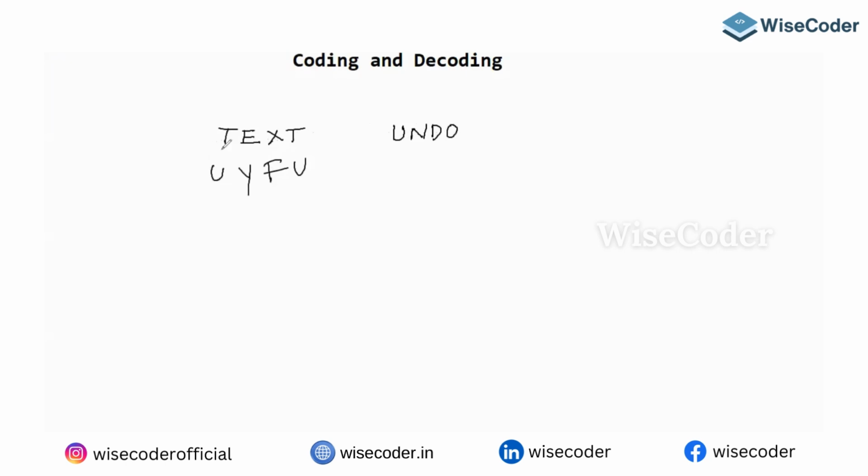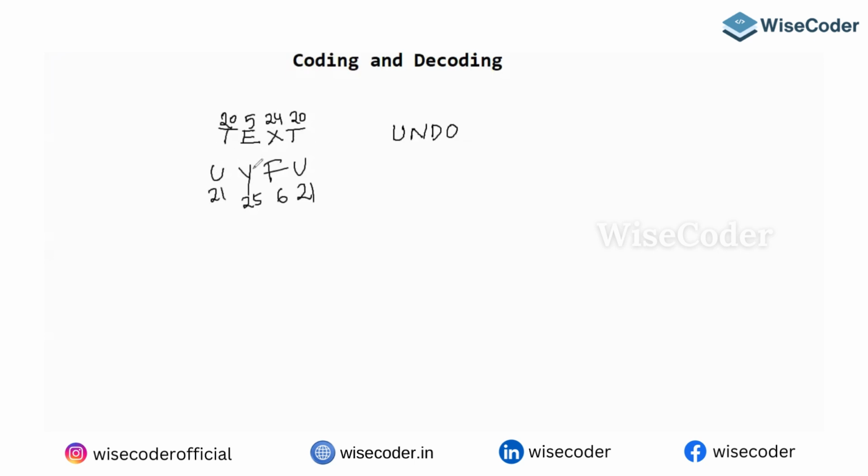Guys, the question is very simple. If you know the place positions, the job is easy. In TEXT, T place position is 20, E is 5, X is 24, again T is 20. U place position is 21, Y is 25, F is 6, U is again 21. So verify: 20 and 21, plus 1 addition. 5 and 25, plus 20. 24 and 6, minus 20 and plus 1.